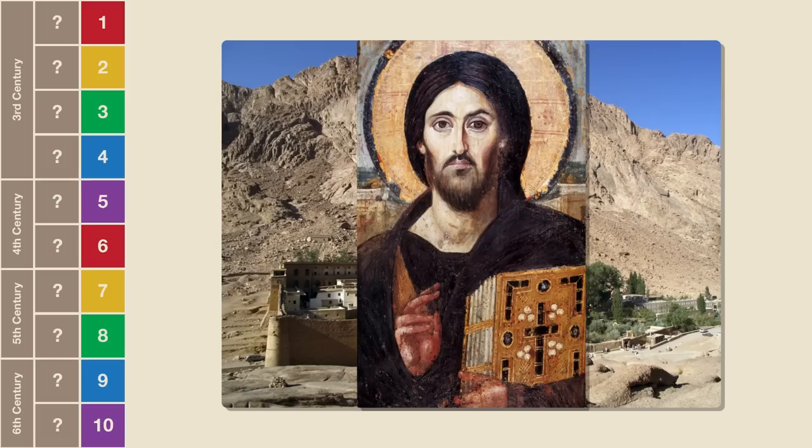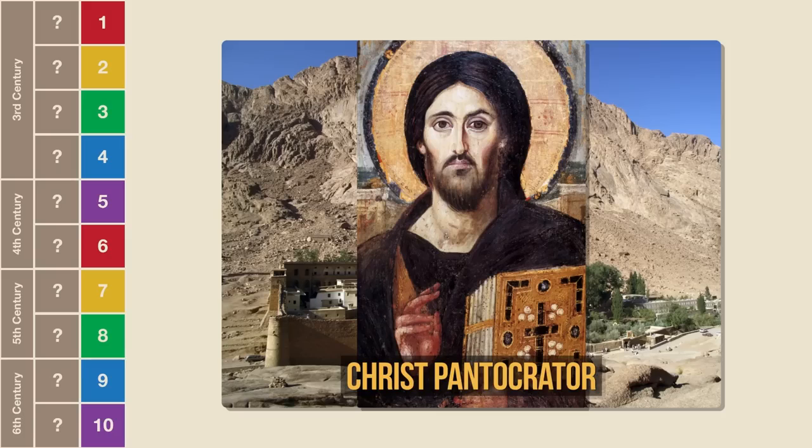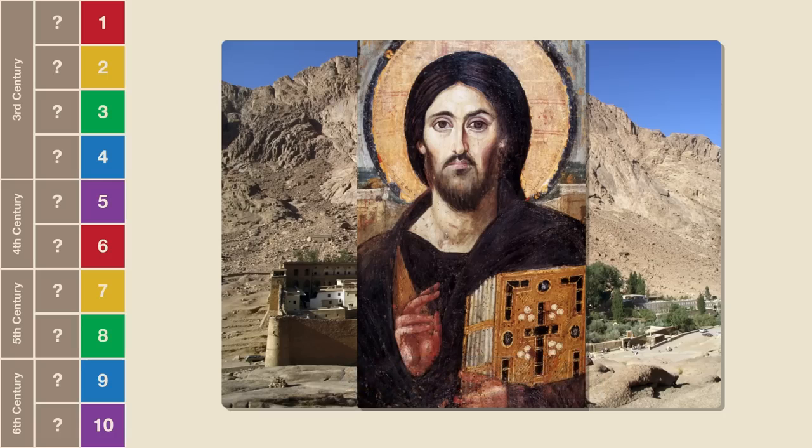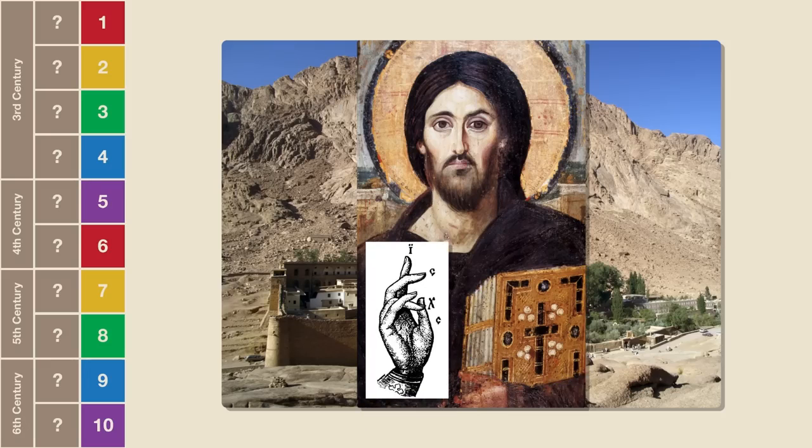Now, let me point out two things about this particular depiction of Jesus. First, it is in a style known as the Christ Pantocrator, which to this day is quite frequently used in Eastern Orthodox churches. Some of its main features include a halo with a cross in it, a New Testament in Jesus' left hand, and his right hand making a very specific gesture that represents the letters ICXC, which stands for Jesus Christ.